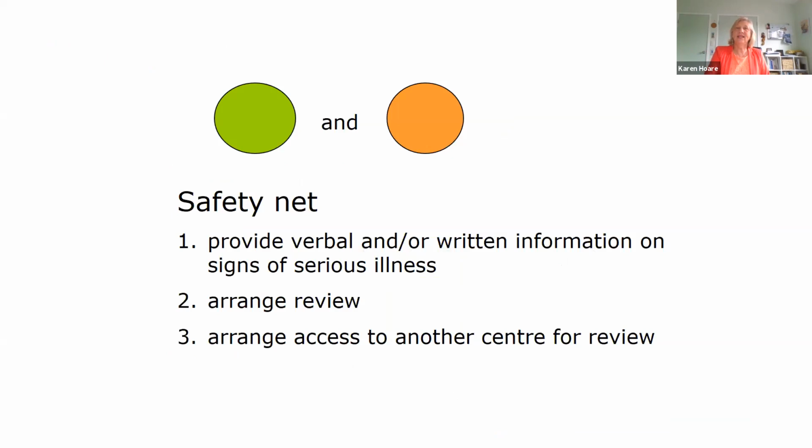And safety nets. So provide verbal or written information on signs of serious illness. If it's a green baby or a child, you don't need to see them again, but if it's an amber one, you do need to review, whether that's by telephone or by seeing them again, or by speaking to a paediatrician or arranging access to another centre for review, such as an A&E after hours.